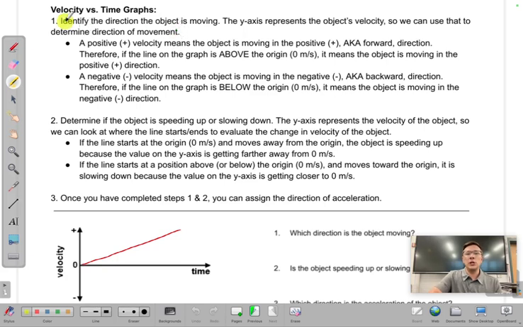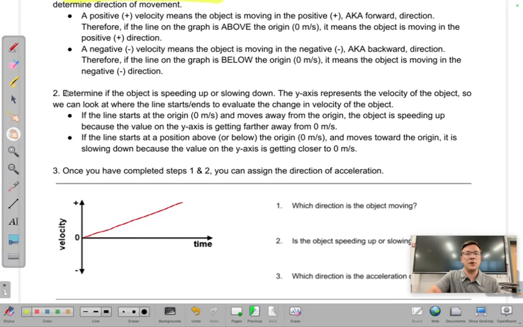So again, we need to identify the direction the object is moving. Now, how do we do that on a velocity versus time graph? It's really simple. If the velocity of the object is positive, then that means it's moving in the positive direction. And if the velocity is negative, it means it's moving in the negative direction. Well, how do we tell if the velocity is positive or negative? I'll just show you on this graph here.